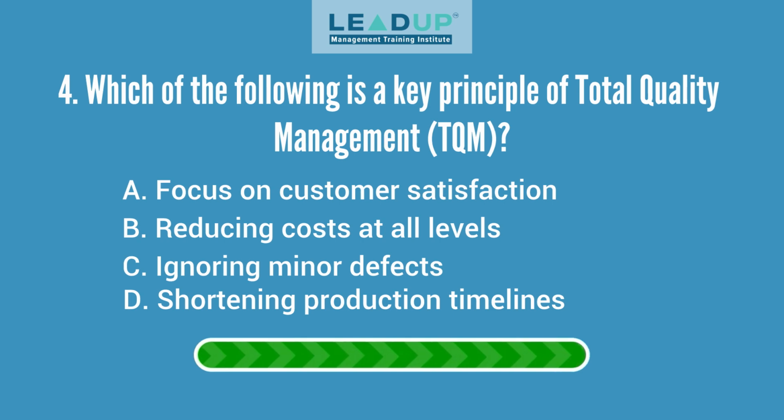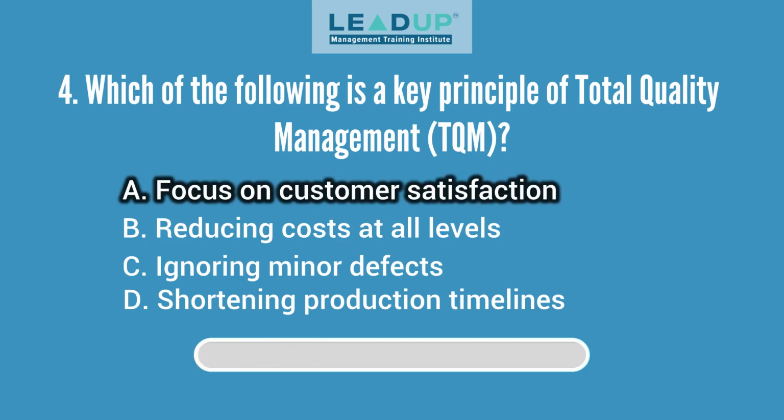Question 4. Which of the following is a key principle of total quality management, TQM? A. Focus on customer satisfaction, B. Reducing costs at all levels, C. Ignoring minor defects, and D. Shortening production timelines. The answer is focus on customer satisfaction.